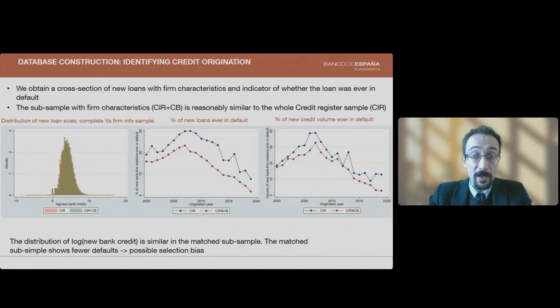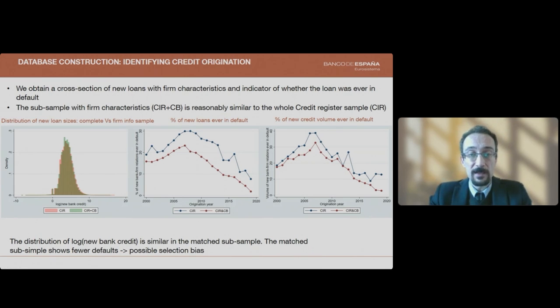And since the coverage of our balance sheet data is a bit limited, here we explore whether it gives us a representative sample. In the first graph, we just show the distribution of credit sizes, of new credit sizes that we identified, between the whole sample in red and the sample with credit with balance sheet information in green. And we see that they look very, very similar, so there are no important differences.